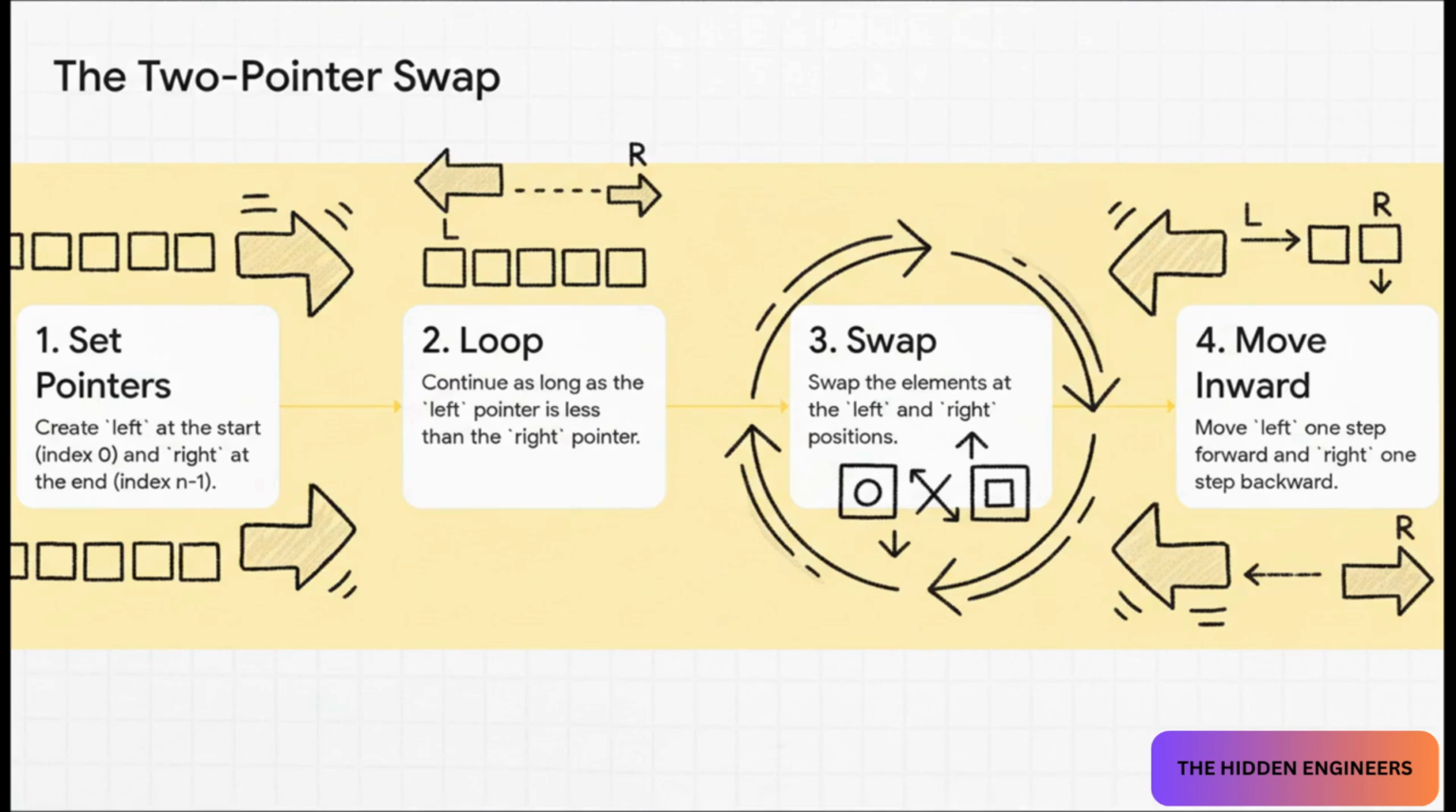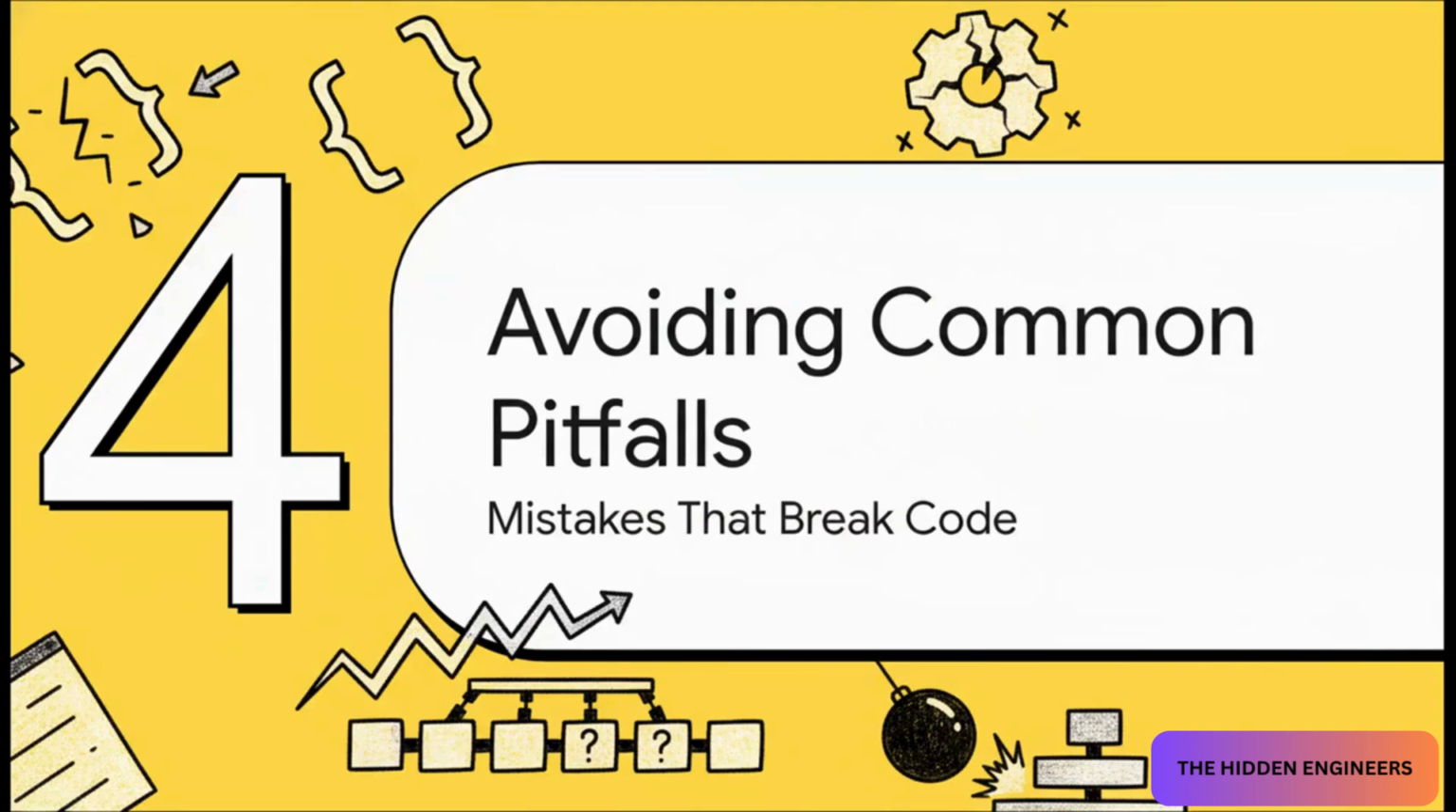You just put one pointer at the very beginning and another at the very end. Then you just swap the two elements they're pointing at. After the swap, you move both pointers one step closer to the middle. They just keep swapping and walking towards each other until they finally meet. It's simple, it's super efficient, and it modifies the array directly. No mess, no fuss.